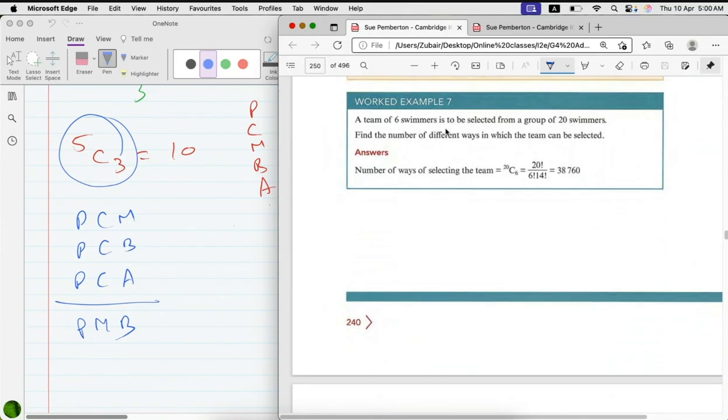A team of 6 swimmers is to be selected from a group of 20 swimmers. Just like if there was a class of 20 and 6 students need to be selected without any order, random order, you just start picking them up. So 20C6.